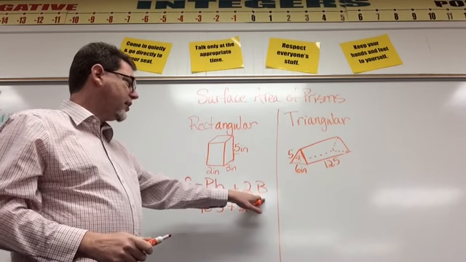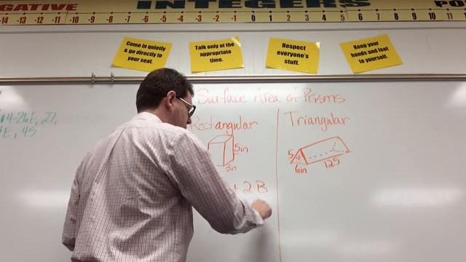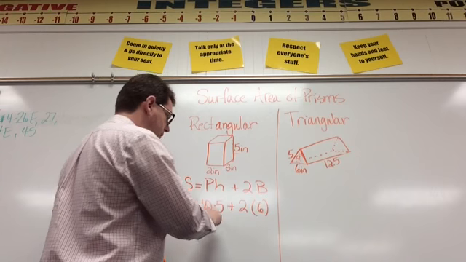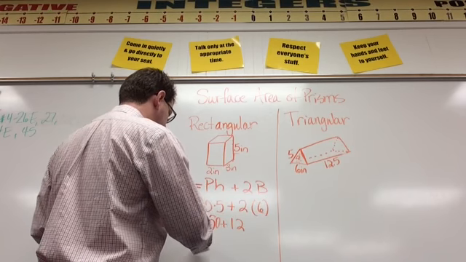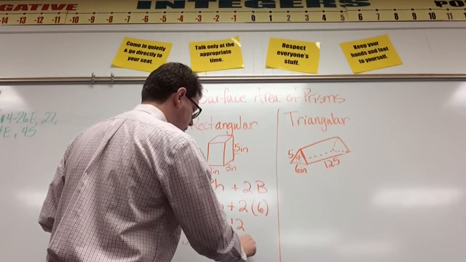Now you remember to find the area of the base, you multiply length times width, which is 3 times 2 is 6. And then 10 times 5 is 50 plus 12. So the surface area equals 62 square inches.